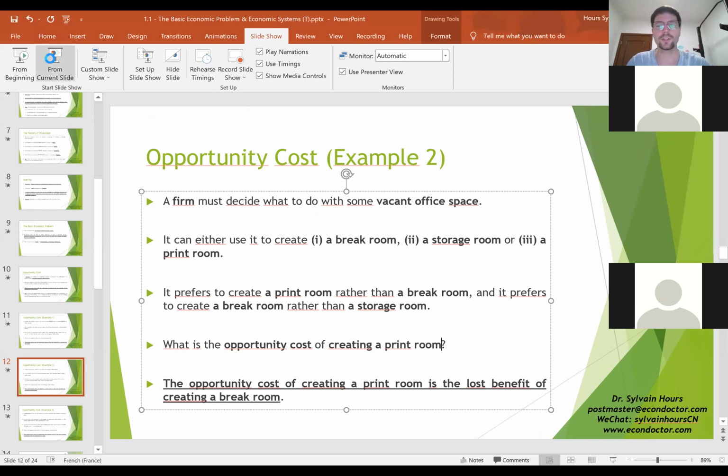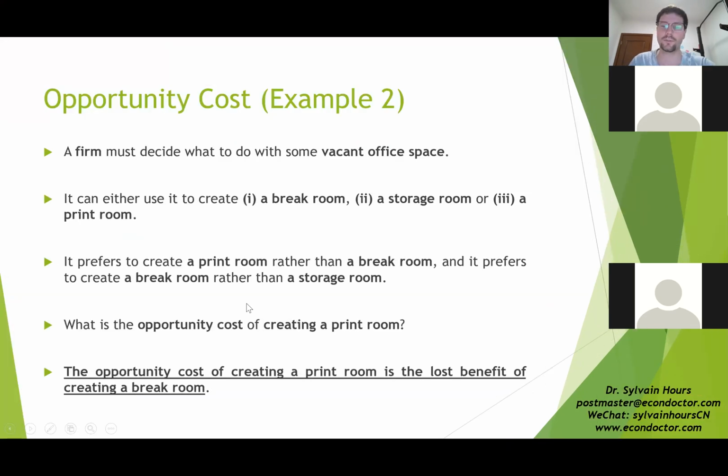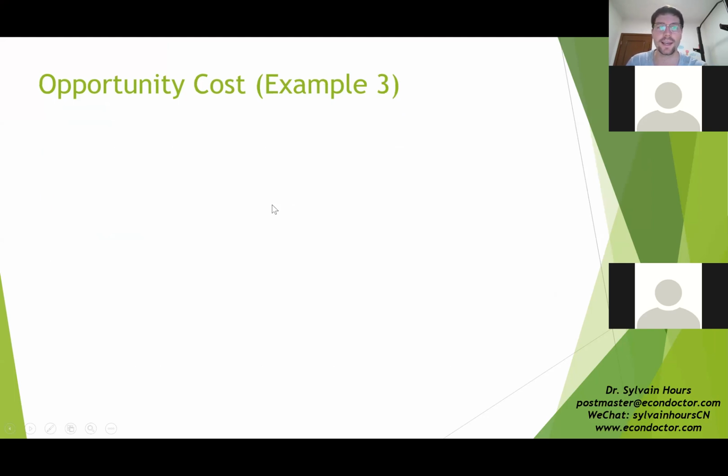If the best option is the print room, what is the opportunity cost of that decision? All right, easy. So that's an example of opportunity cost for a business. And finally, you have an example of opportunity cost that is applied to the case of a government.